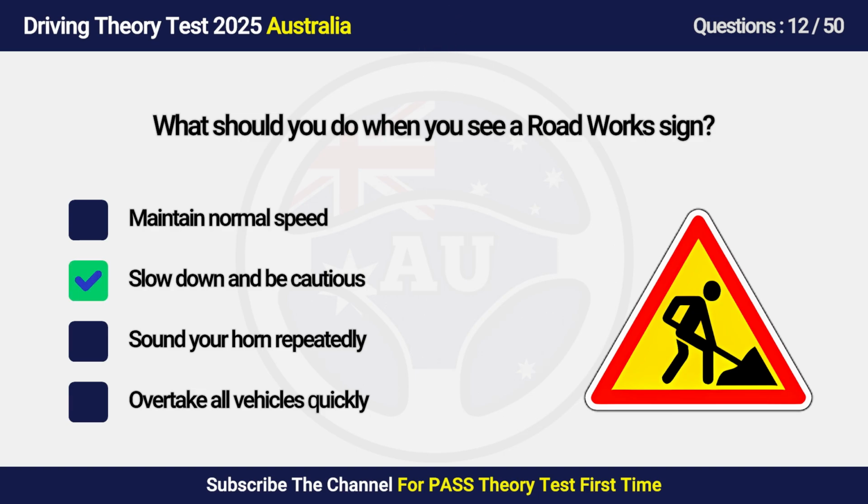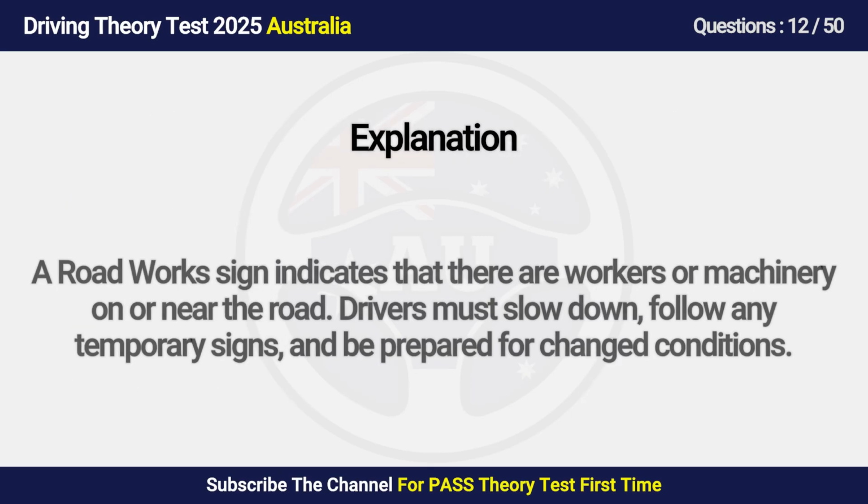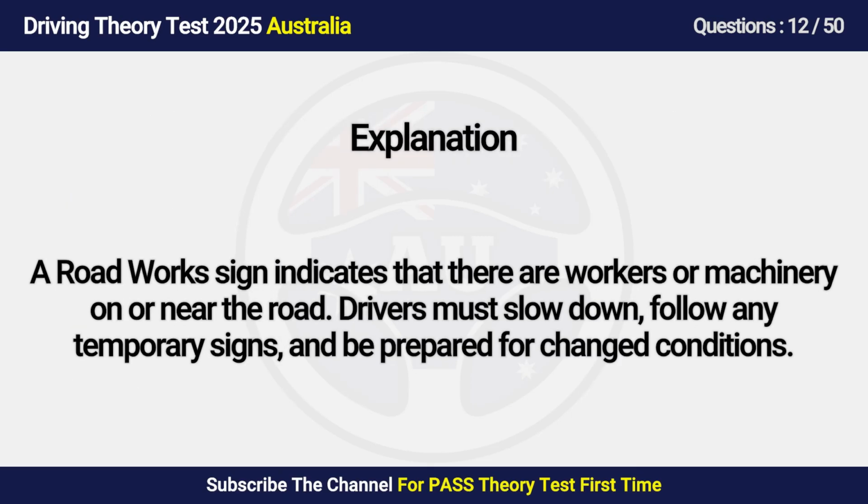Answer is B. Slow down and be cautious. A roadwork sign indicates that there are workers or machinery on or near the road. Drivers must slow down, follow any temporary signs, and be prepared for changed conditions.